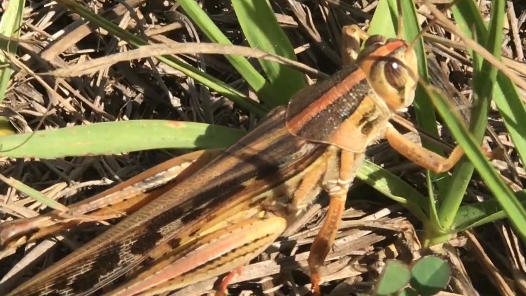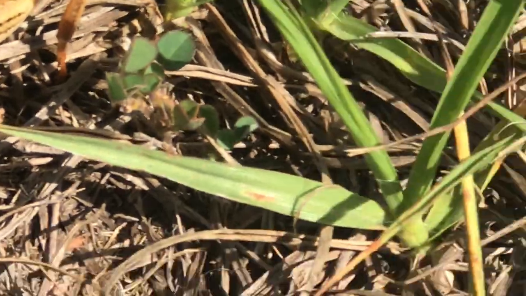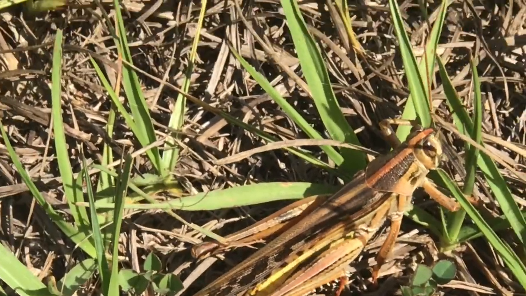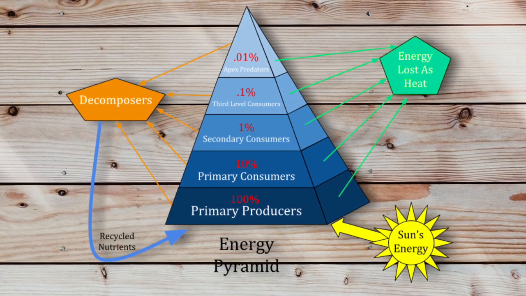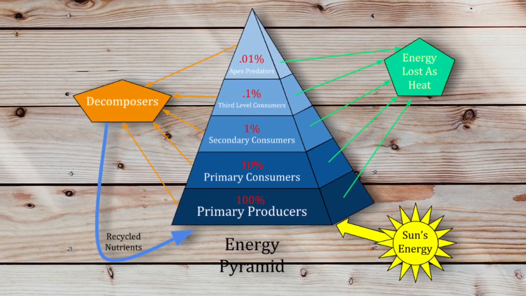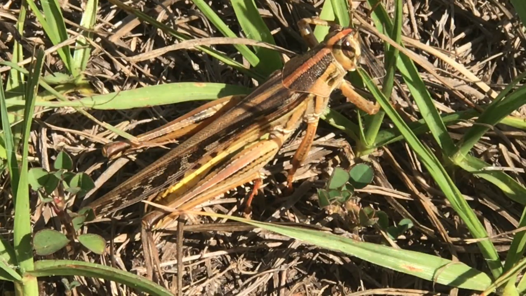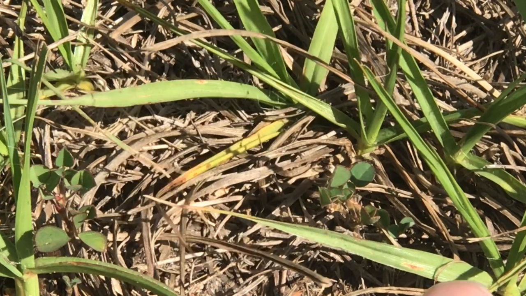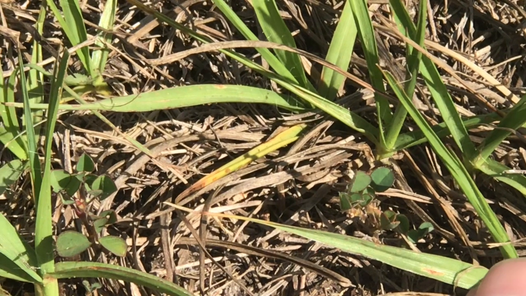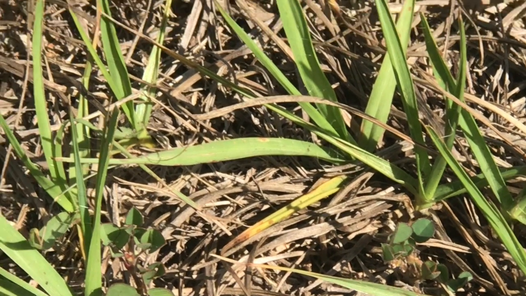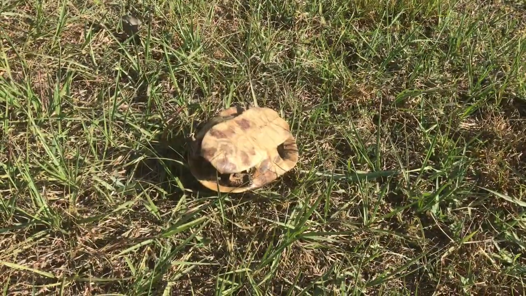But what about the grasshopper? Where would that one fit in? So the grasshopper, it's not a producer, but it's a primary consumer. Watch me scare it away. It goes so fast I can't even capture it. Bloop, gone.